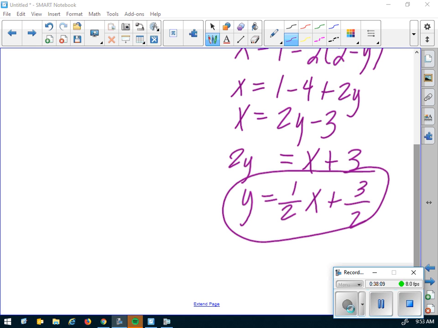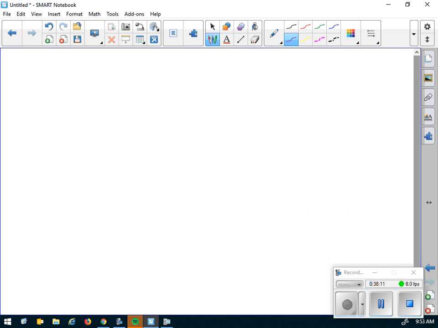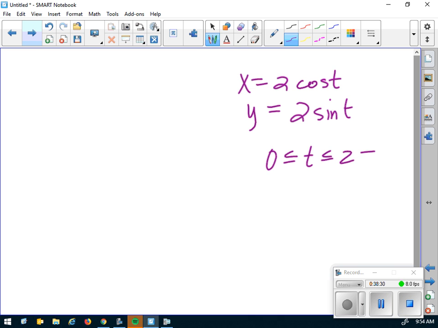Your mode is going to be an issue on this one because it's got trig functions in it. You got x equal 2 cosine t. Write these down under your number 8. And y equals 2 sine t. And we're only going from 0 to 2 pi. So let's graph it. Polar mode.